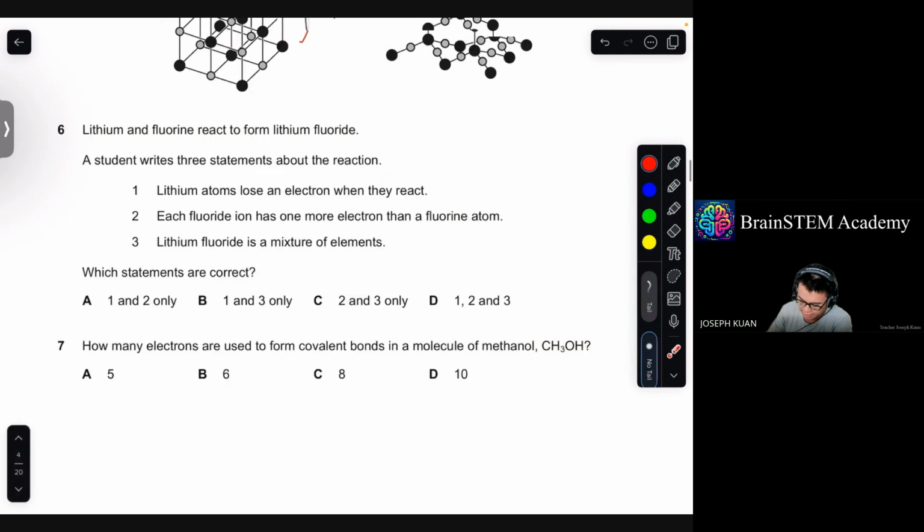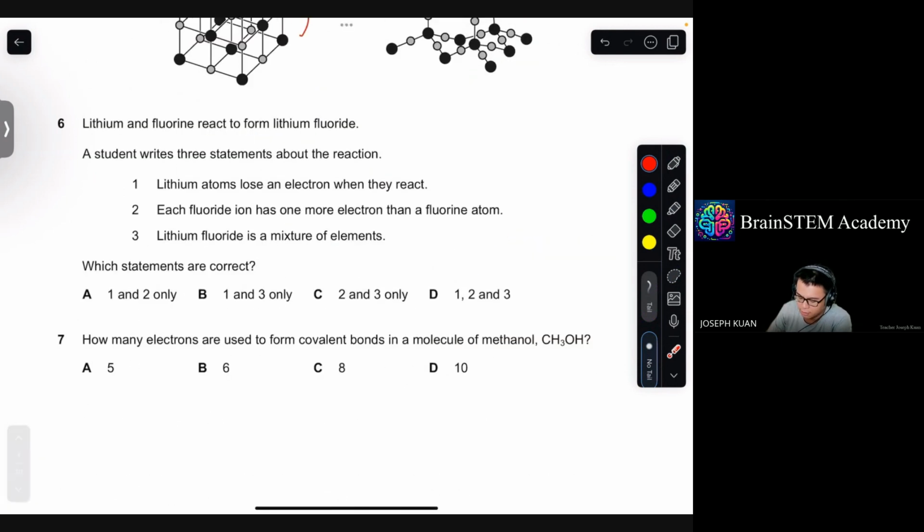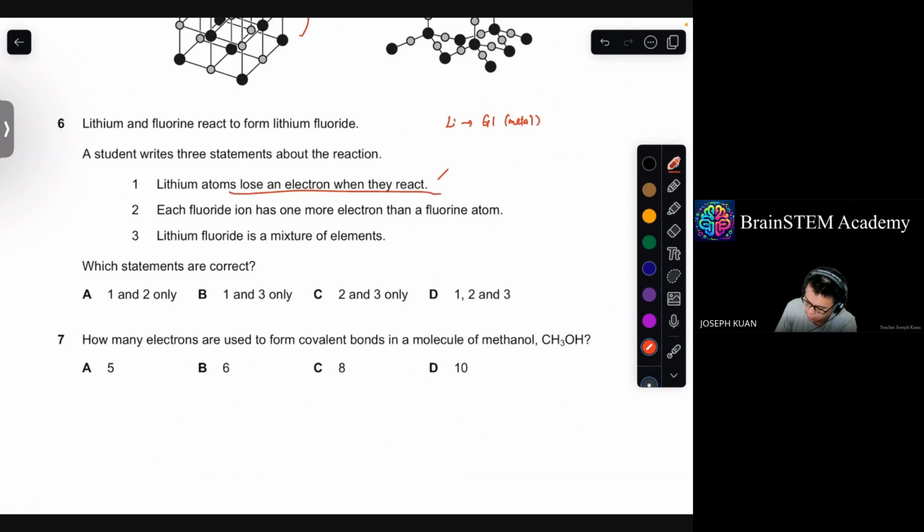Moving on to number 6. Lithium and fluorine react to form lithium fluoride. A student writes 3 statements about the reaction. 1. Lithium atoms lose an electron when they react. That is correct, because lithium is a group 1 element and a metal, so it will choose to release 1 electron when they react.